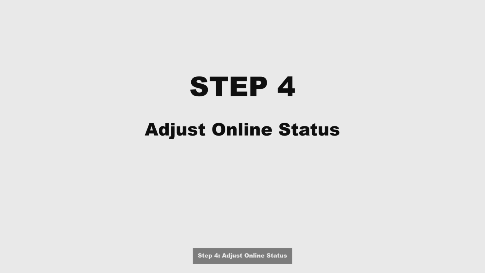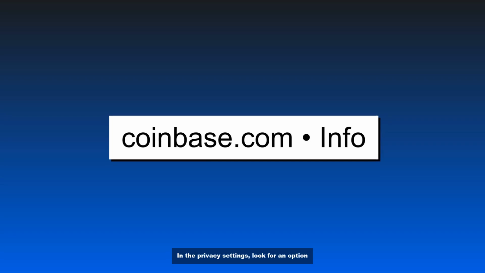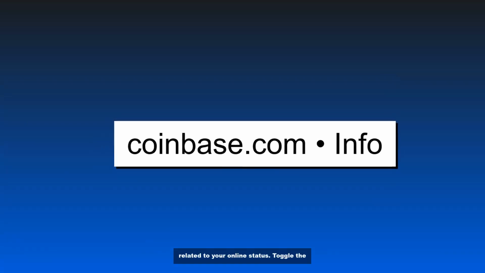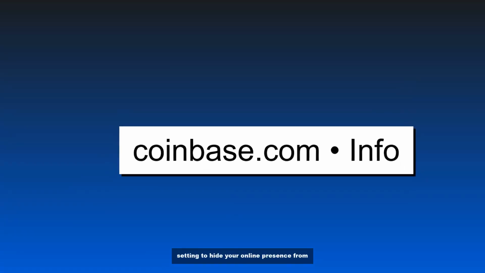Step 4. Adjust online status. In the privacy settings, look for an option related to your online status. Toggle the setting to hide your online presence from other users.